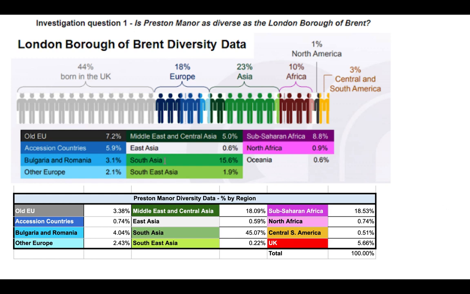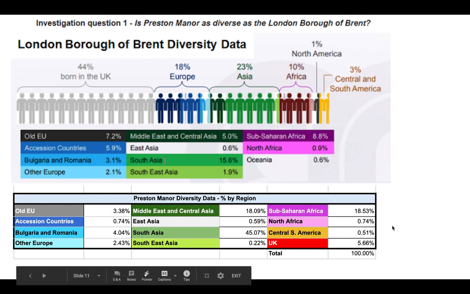Why is it that Preston Manor is not reflective of Brent as a whole? And of course, we can talk about the location, we can talk about what area of Brent it's in, we can talk about maybe school selections and choices, we can talk about Wembley as opposed to the rest of Brent. Whichever reasons you think, we're putting them in there. So suggest some reasons for the very strong differences between what Brent shows as its diversity and what Preston Manor shows as our diversity.